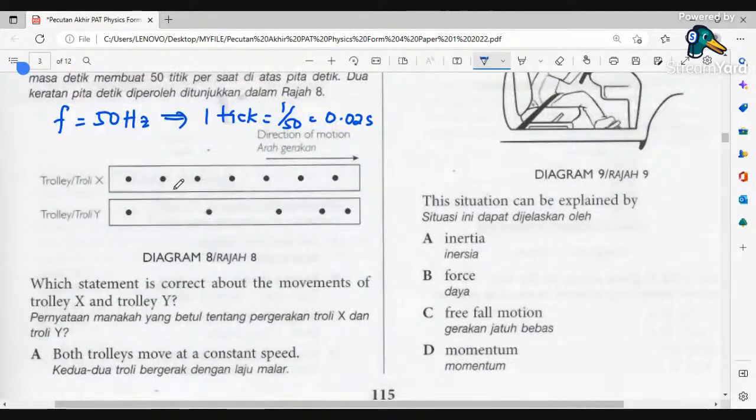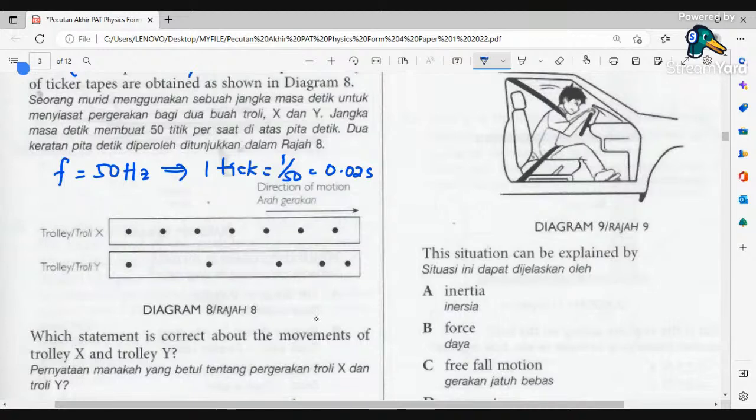Okay. So we have trolley X and trolley Y. Which statement is correct about movement of X and Y? Okay, direction to the right. Direction kanan maksudnya ini first dot. Sebelah kanan, this is the first dot. Okay, look from here, first dot. Okay, for trolley X, you look at the distance between 2 dots. Okay, time taken same. Velocity equals to S divided by T.